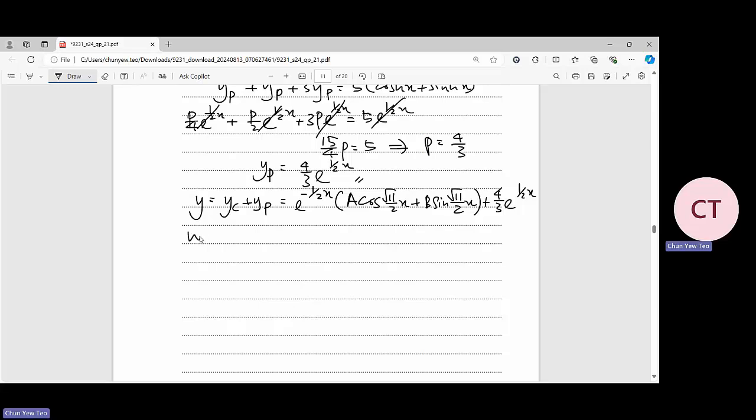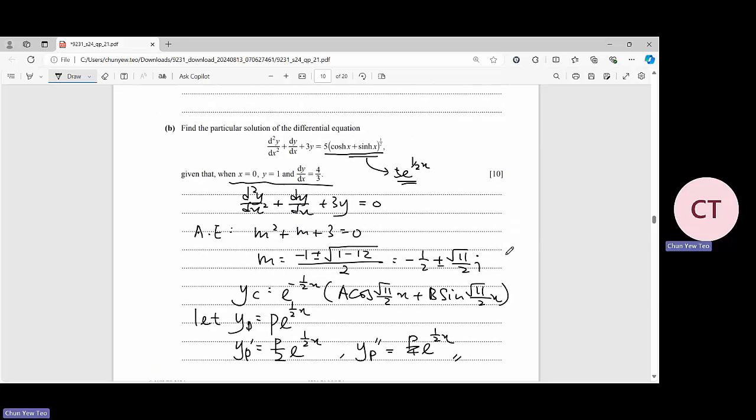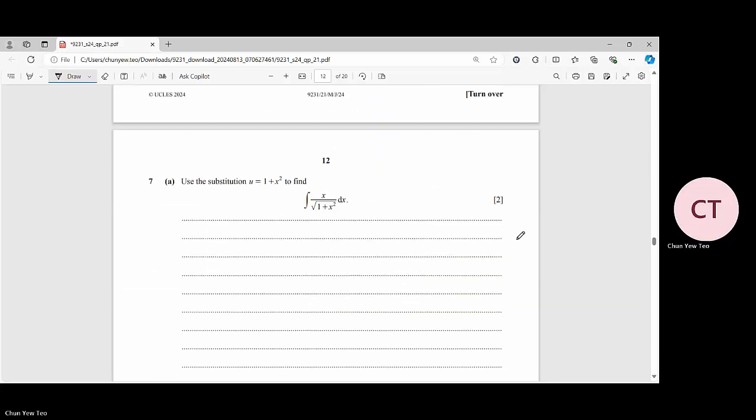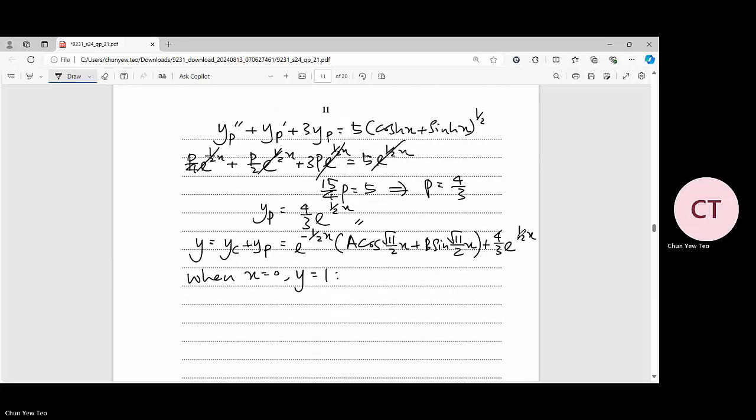So they're giving you that when x equals 0, y is equal to 1. So we just replace it inside. You get 1 is equal to 1 of A plus 0 plus 4 over 3. It will give you A is equal to negative 1 over 3. Done.